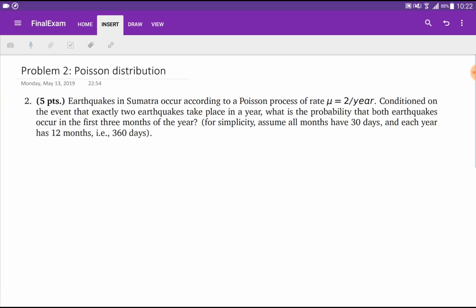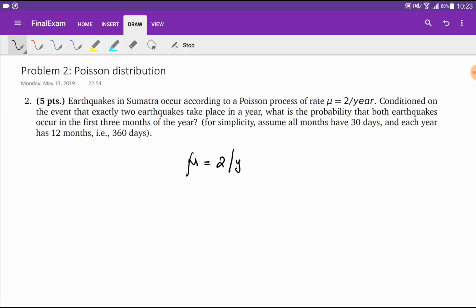Problem number 2 is on the Poisson distribution. Earthquakes in Sumatra occur according to the Poisson distribution with the mean rate, right, mu in 1 year, of 2 earthquakes per year. So on average, 2 earthquakes happen in Sumatra in 1 year. Condition it on the event that exactly 2 earthquakes take place in 1 year. What is the probability that both earthquakes happen in the first 3 months of this year?